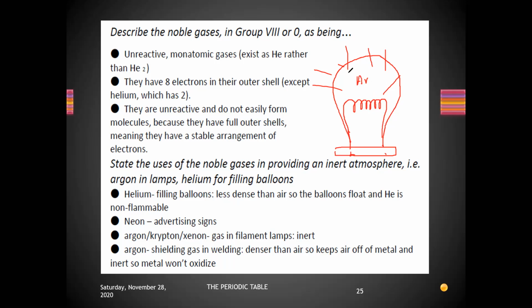The reason for argon is that it is unreactive, so even when the temperature is so high, it will not react with the tungsten, and the filament will last for a longer period of time. Is it clear?